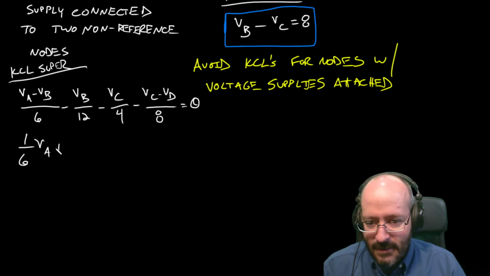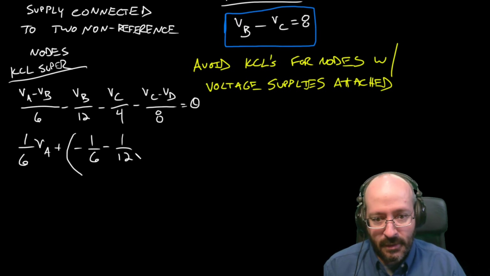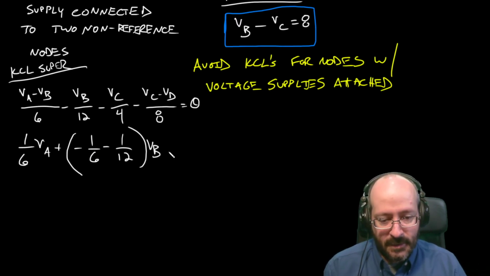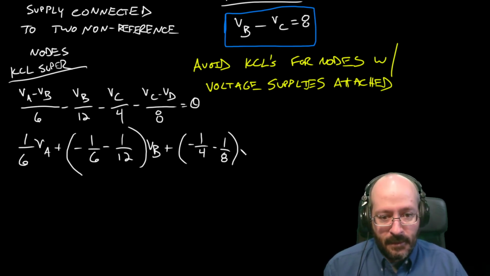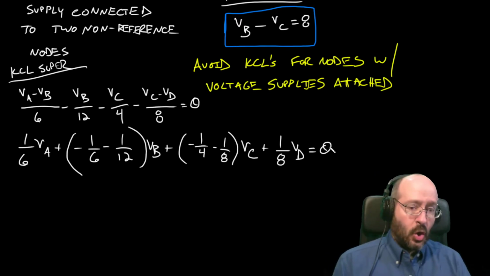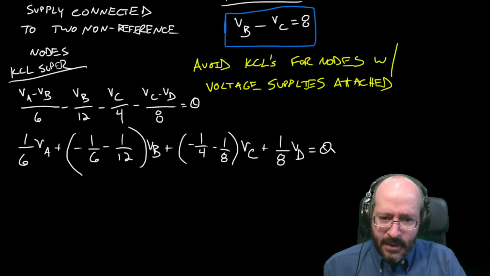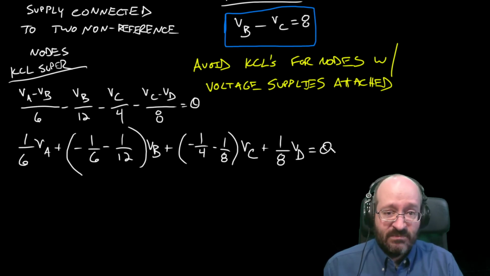1/6 VA plus minus 1/6 minus 1/12 VB plus minus 1/4 minus 1/8 VC plus 1/8 VD, and that's equal to 0. Okay, so I did that pretty quick. Totally double check me. Let me know if I screwed it up, but I don't think I did. I'm feeling pretty confident about it. That's usually when I make mistakes, is when I'm feeling pretty confident about things.